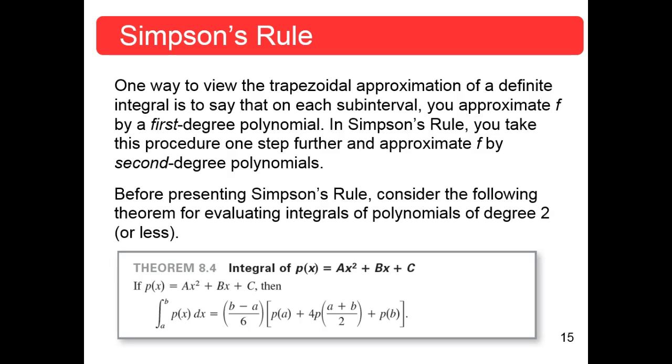Now, let's calculate this one. I know it's a pain in the neck, but let's do it. P of A plus B over 2 would be A times A plus B over 2 squared, plus B times A plus B over 2, plus C.